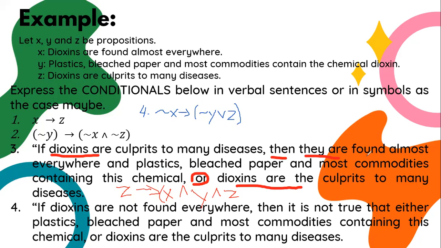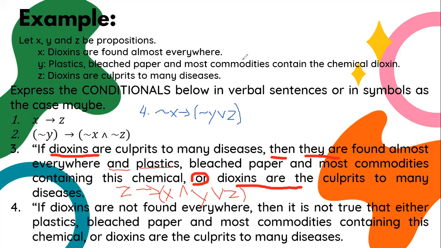Ay, wait lang. Mali pala ako ng tingin, sorry. And found almost everywhere, yun na nga si X. And plastics, bleach, and most common commodities, this chemical. Okay, na yun pala si Y, sorry. Or, ito yung or na lang. Aryan. Si or na symbol na lang. Yan. Okay. Yun. So, ganun lang po yun na, mga anak. Susundan nyo lang.